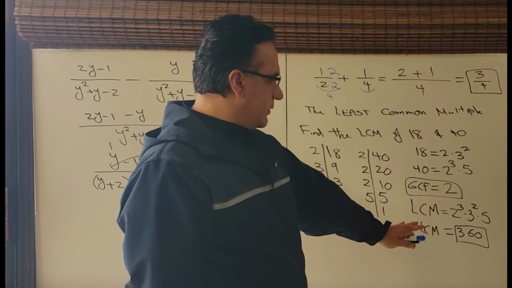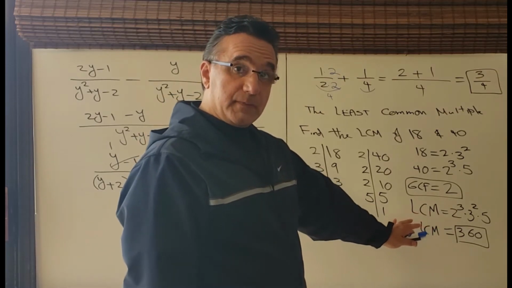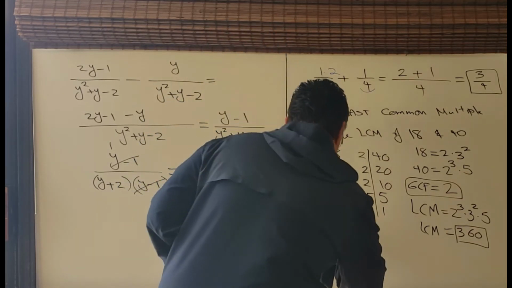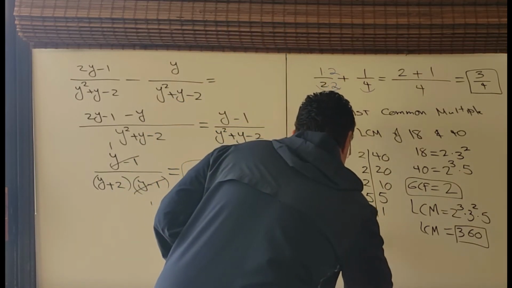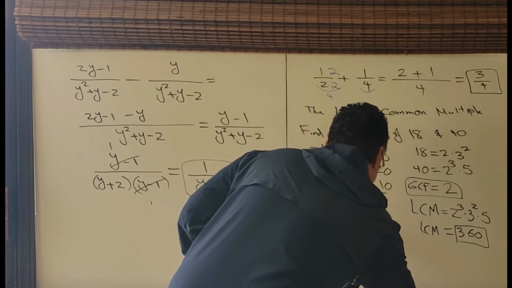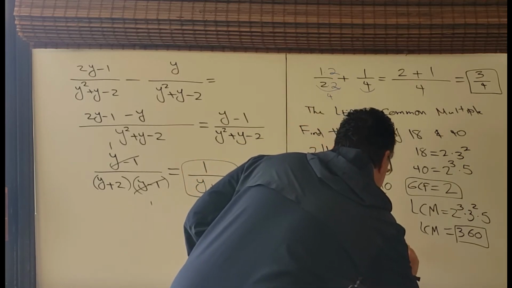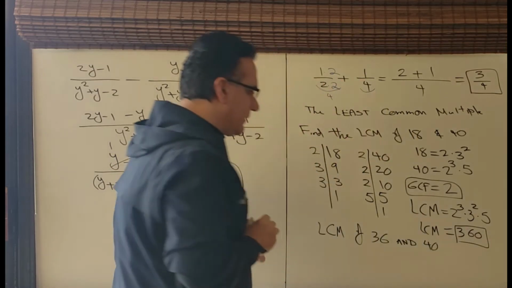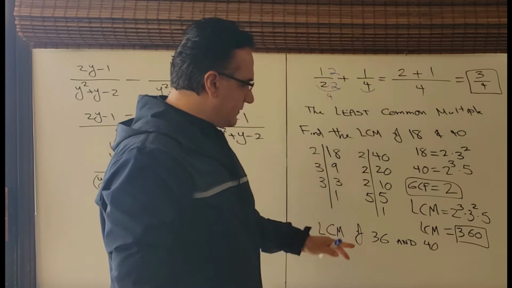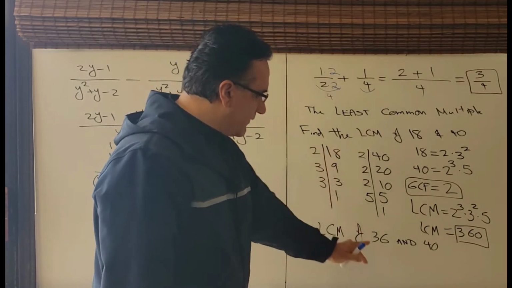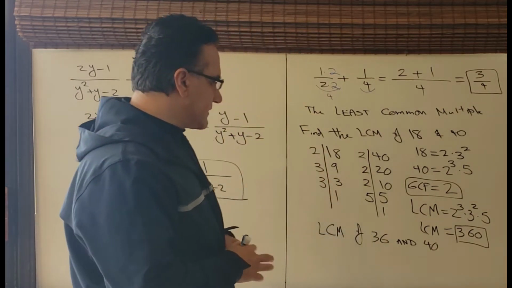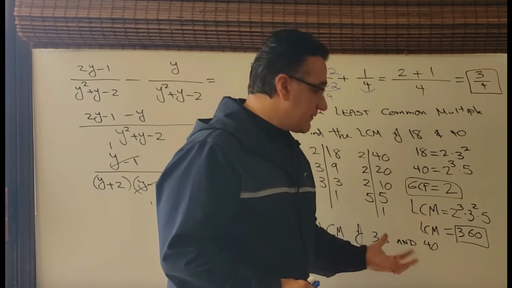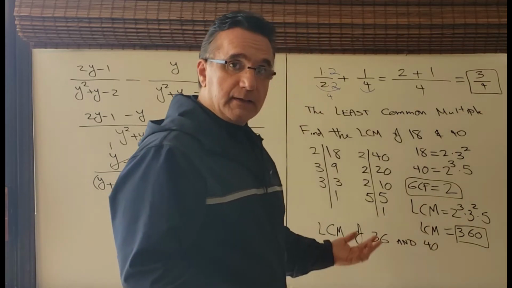I want you to do a similar analysis and find the least common multiple of 36 and 40. Okay? So go through a similar process and find the least common multiple of 36 and 40. Since you have to go through all the work, also find the GCF of 36 and 40 till we come back.